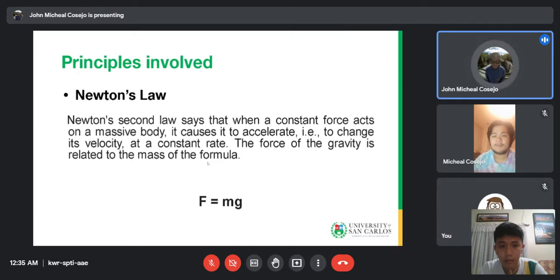Next is Newton's law. Newton's second law says when a constant force acts on a massive body, it causes it to accelerate. Example, to change its velocity at a constant rate, the force by gravity is related to the mass by the formula, F equals mass times gravitational constant.